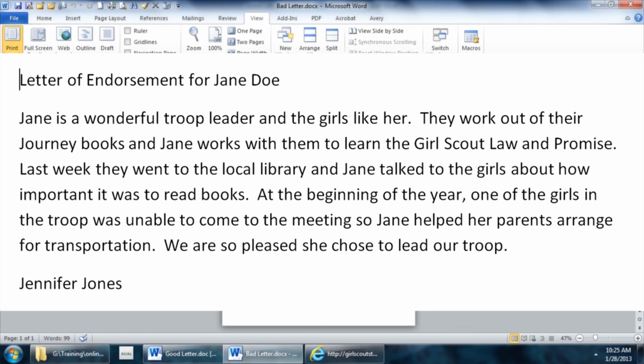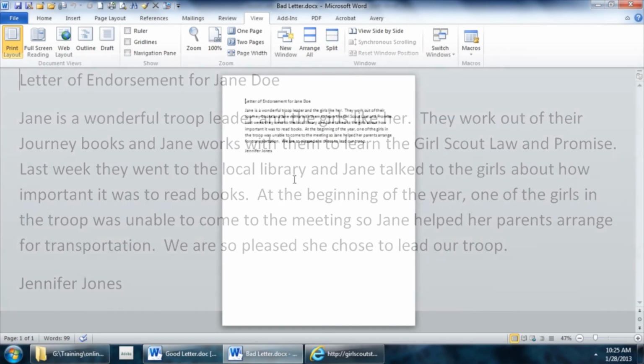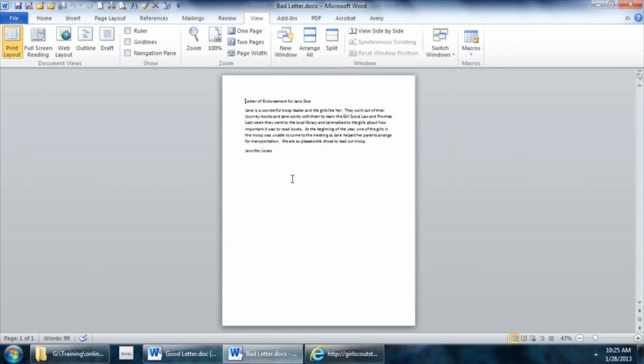If the nominator gave more details on what Jane did to get a girl at meetings, that could have been something that was above and beyond, but there really aren't any more details than that. The rest of the information is what all troop leaders do, and nothing really stands out. So be sure to write letters that focus on some action in particular and provide results and details.